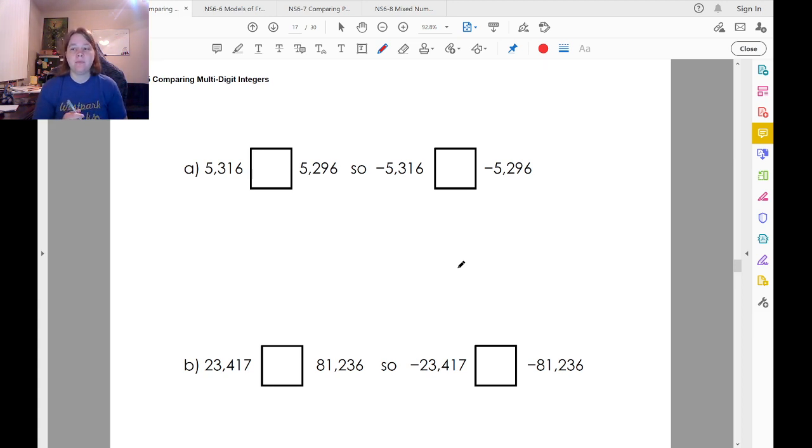Welcome back. So we have the same numbers in A and the same numbers in B, except they just switched the sign on the second group. So 5,300 something, 5,200 something. I'd rather have 5,300 something. I would rather lose 5,200 something when given the choice. Down to letter B, 23,000, 81,000. I would rather have 81,000. I would rather lose just 23,000 instead of 81,000.